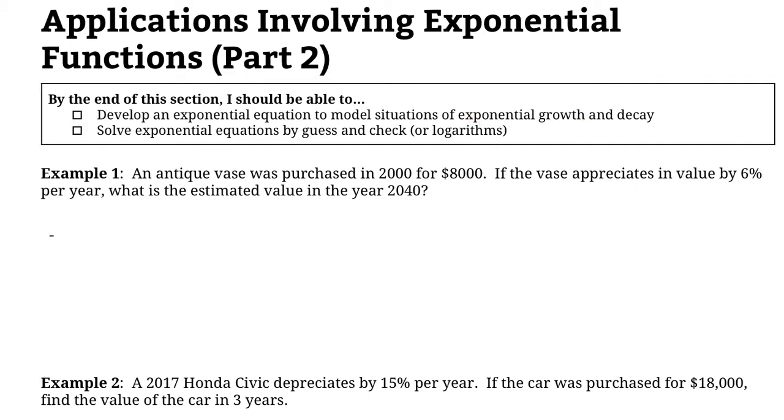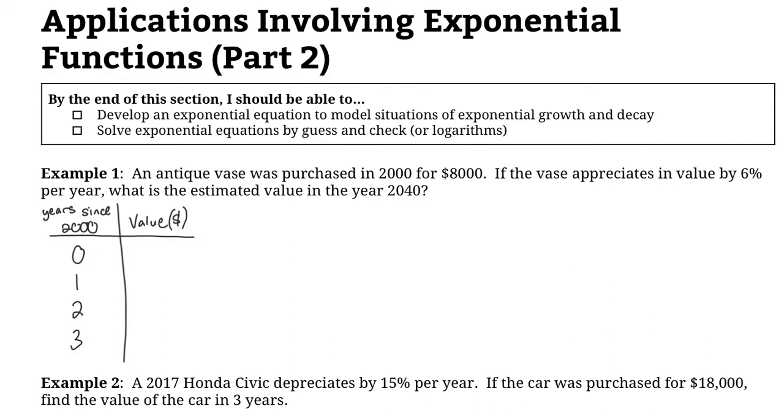So we can start off by making a table of values to organize our information. Our independent variable is time, but we're not going to put the year 2000 and 2001 and 2002. Instead, we're going to count our years from the year 2000 because this is when it is purchased. So our independent variable is the number of years since 2000. And our dependent variable is going to be the value of the vase in dollars.